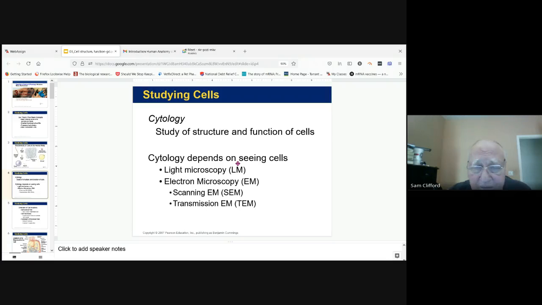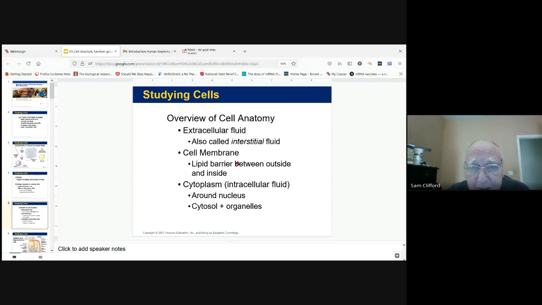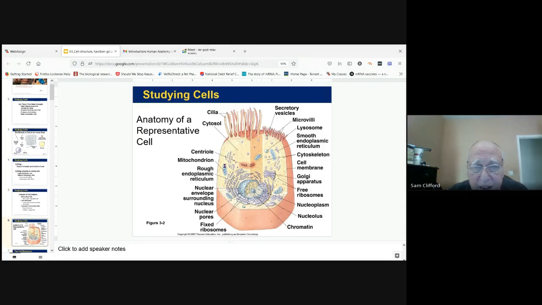Cytology is the study of cells using light microscopes and electron microscopes. Cells are surrounded by a membrane, which has extracellular fluid on the outside of the cell. There's intracellular fluid in the cell. The cell membrane controls what goes in and what comes out of the cell. So make sure you know all of these structures. Make sure you know what they are and, in general, what they do.